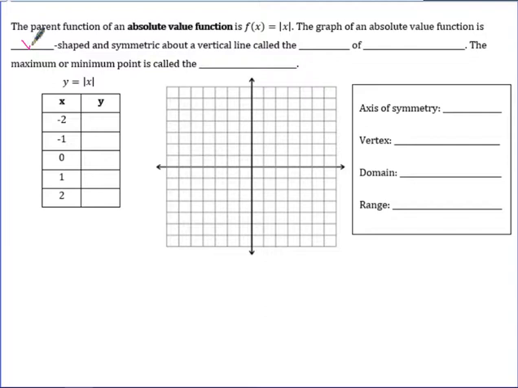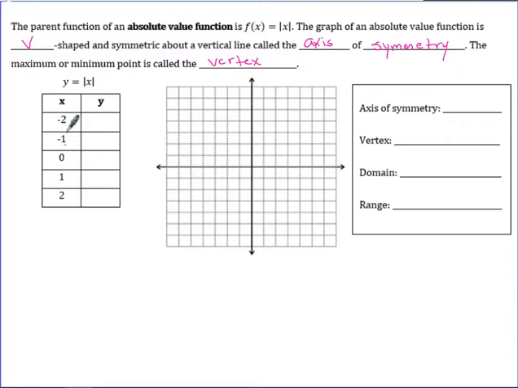Remember, this is a V-shaped graph, and it has something called an axis of symmetry, which is a vertical line that goes straight through the middle of it. Alright, and it also has a minimum or maximum depending on whether it's an upward facing V or if it's flipped down. That minimum or maximum point is called the vertex.